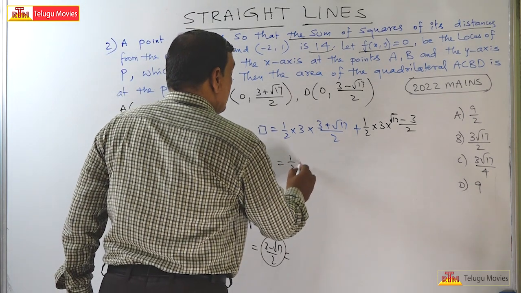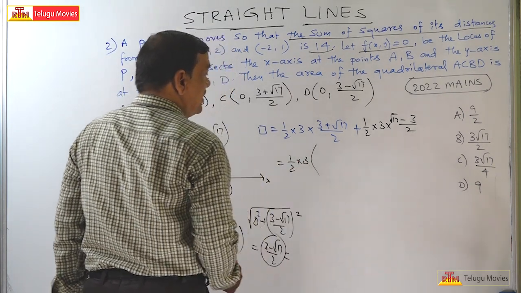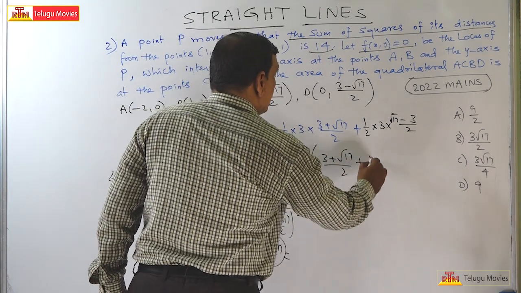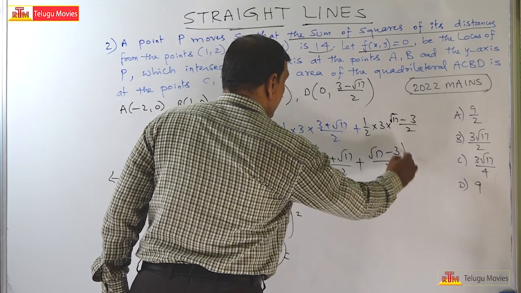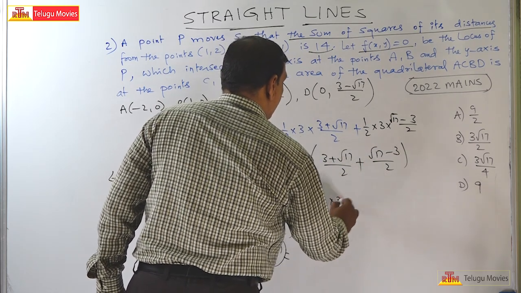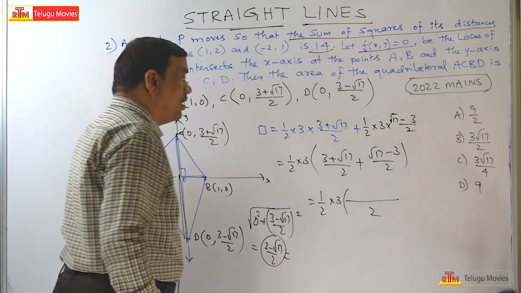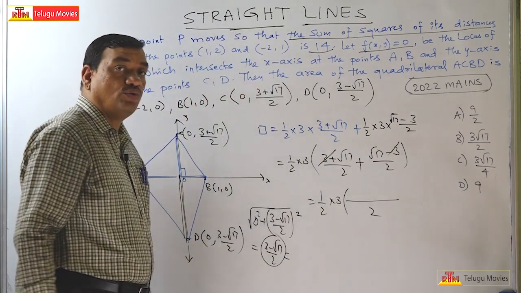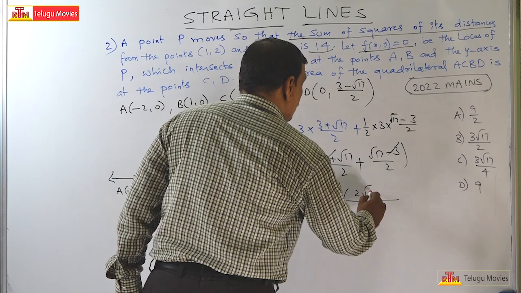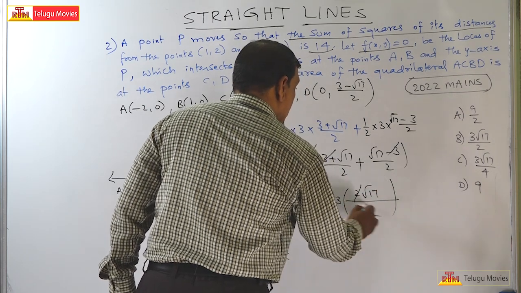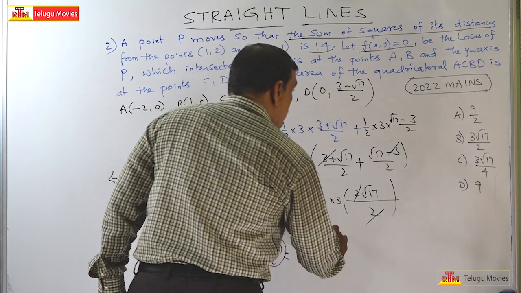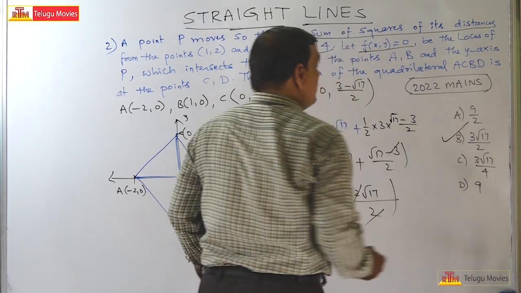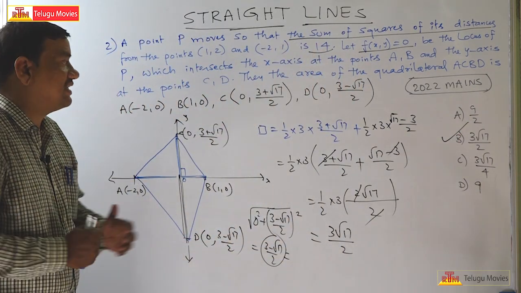So take anything common outside. That is equal to 1 by 2 into 3 you can take common outside. Here you will remain 3 plus root 17 by 2 plus root 17 minus 3 by 2. So this is 1 by 2 into 3. LCM is 2. Here in the numerator you can cancel plus 3 minus 3, root 17 into 2, 2 root 17. So here also you can cancel 2. So this is equal to 3 root 17 by 2. So 3 root 17 by 2 is your correct answer.